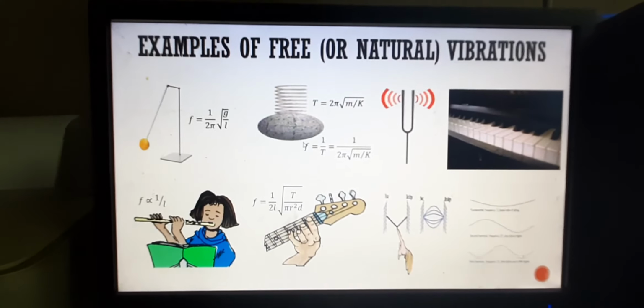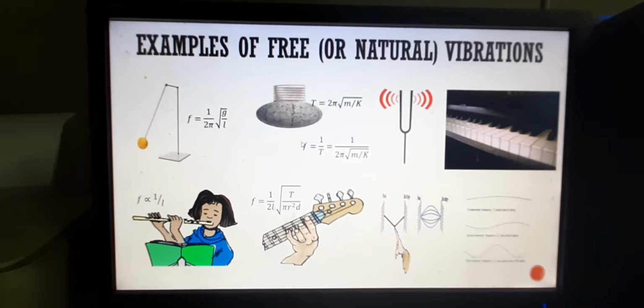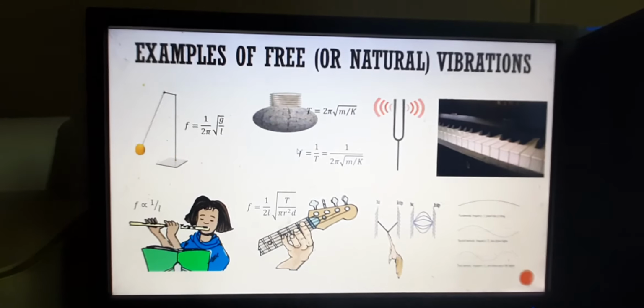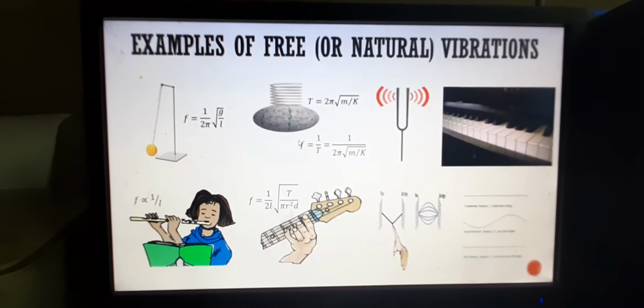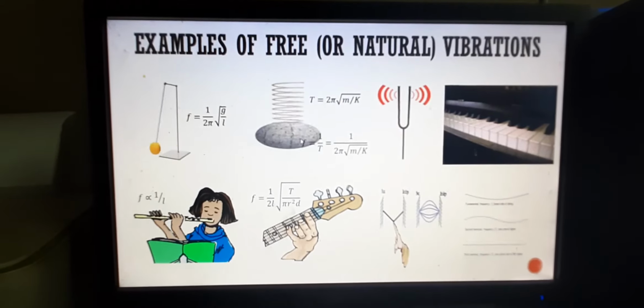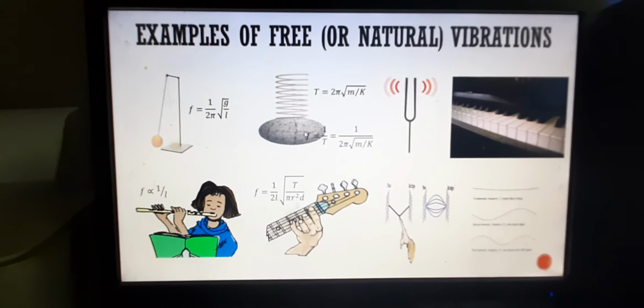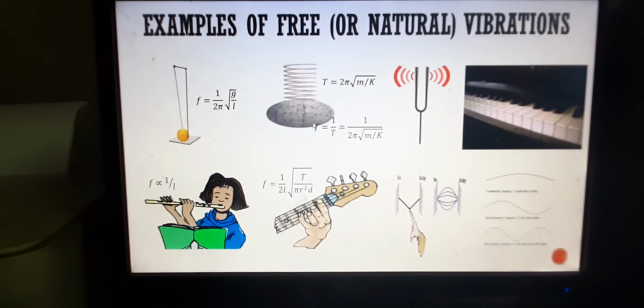Okay, next you have tuning fork. You have seen a tuning fork also, isn't it? When we strike the prongs of the tuning fork, what happens? They start vibrating with the natural frequency. So that is also about the tuning fork. You know that tuning fork also vibrates with its natural frequency. So these are all examples of free vibration.